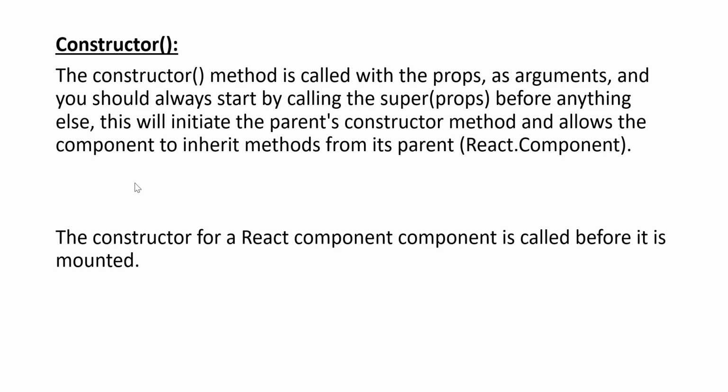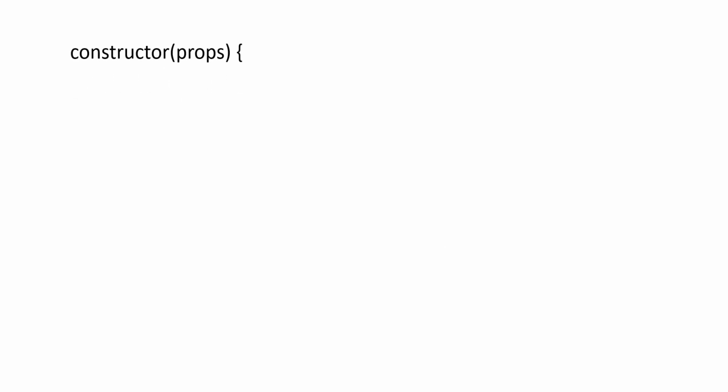Then another one is binding an event handler method to an instance. We have already learned about the binding method in React. So in binding an event handler method, we use the constructor method for binding purposes. That is another advantage or purpose. Let's see an example of this method.